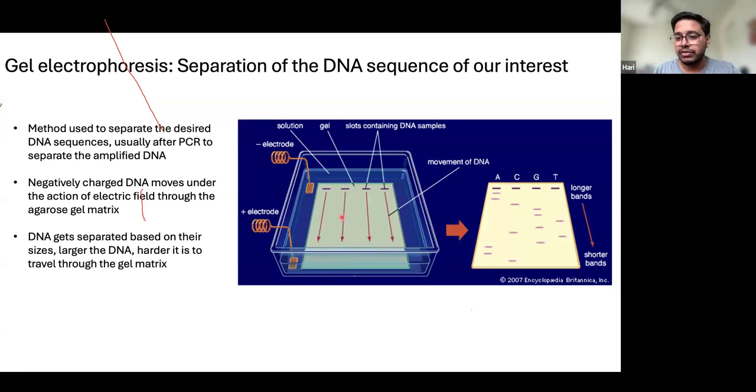So I have a question for everyone. If I do a gel electrophoresis with two DNA samples, and one of the samples is near the negative electrode and the other sample is near the positive electrode, which of the samples is bigger than the other?